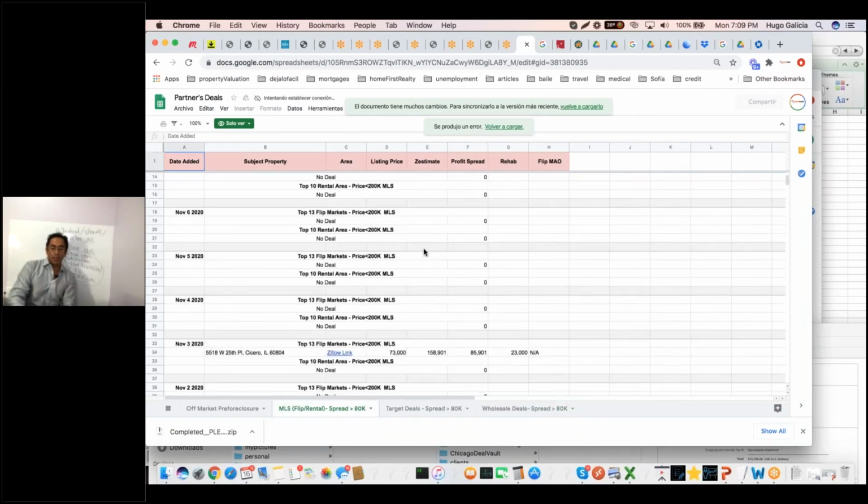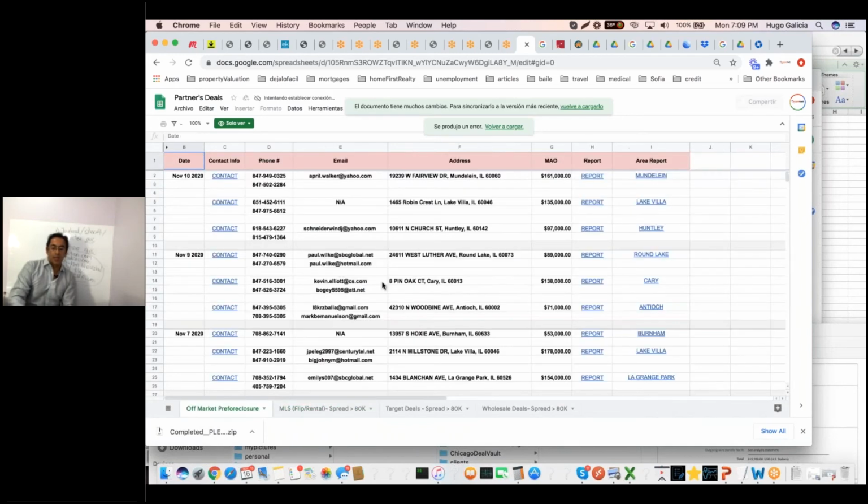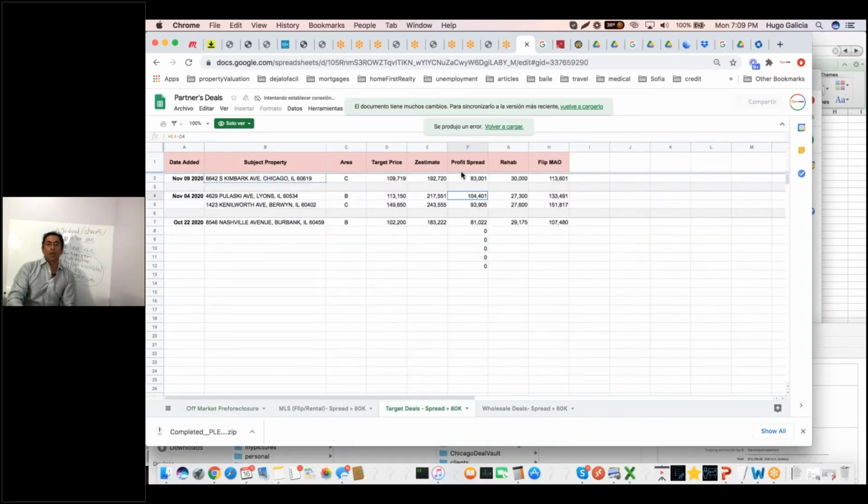We flag MLS. If we see some MLS deals, we're going to flag them here, and we're going to give you access to these, and the same for off market. So we analyze pre-foreclosures and off markets, and if they make sense and have a big profit spread, boom, we are going to flag them right here. But again, we are going to give you access to the target inventory.